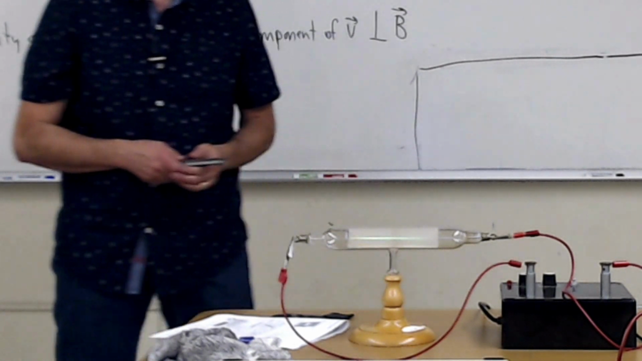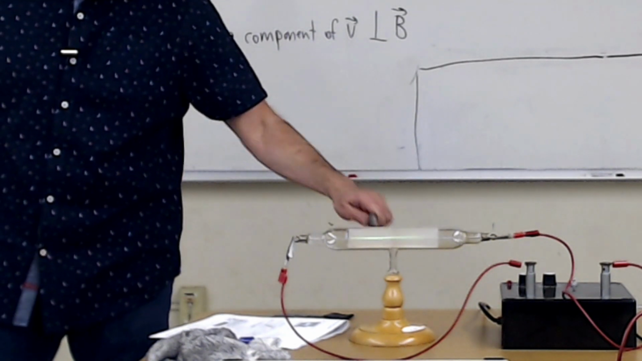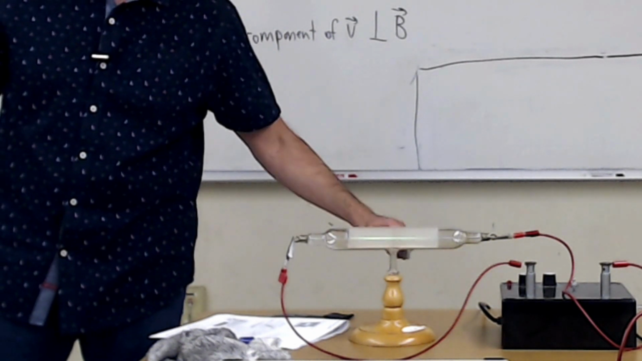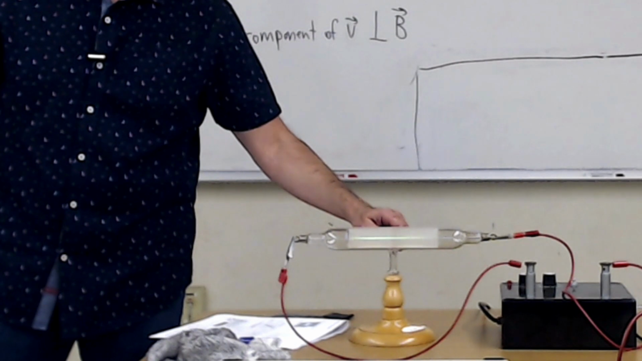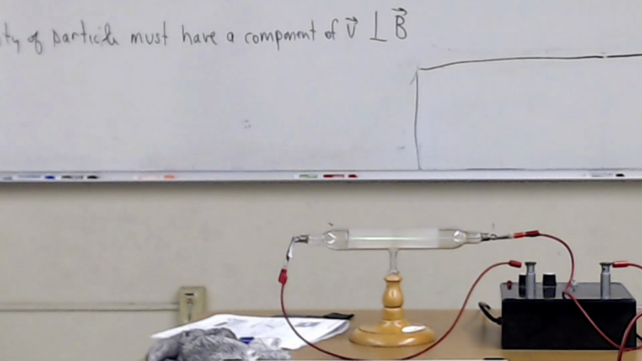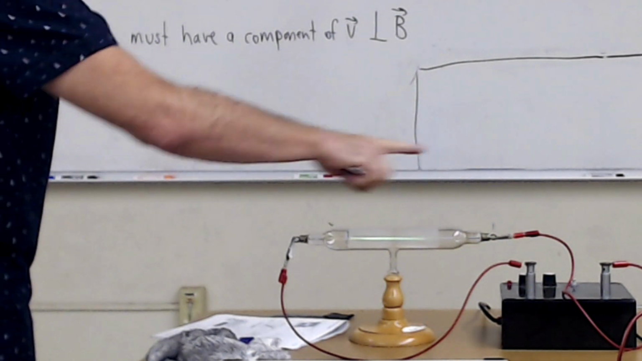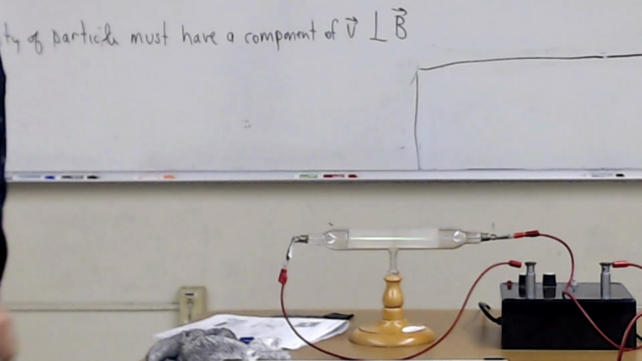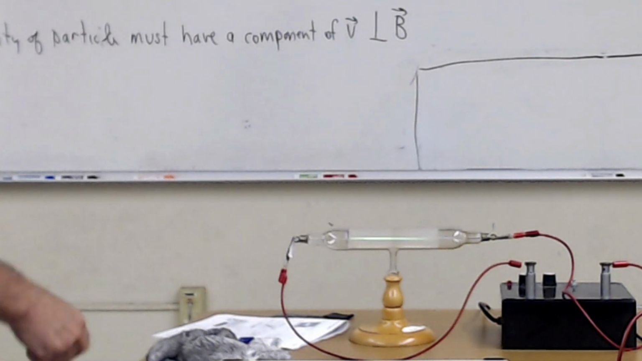Can you see the beam? Can you see it moving? Yeah, it's right in the middle. Okay. So what is that green light that you see? Well, you have electrons going from left to right.